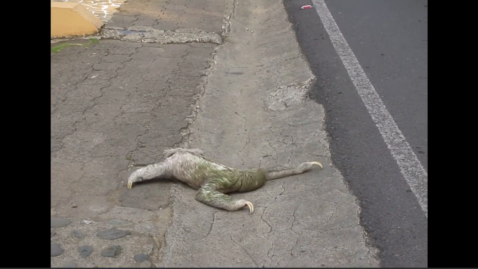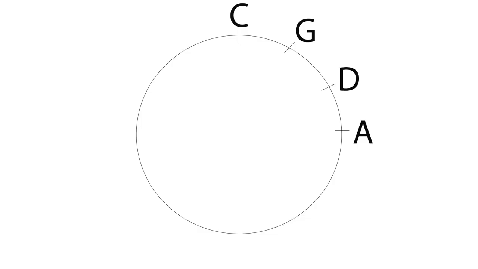Let's go back to the circle. After A, 7 semitones up, you will get an E. After E, another 7 semitones up, you will get a B. And another 7 semitones, you will get an F sharp. Please ensure the notes are correct and you're done with half of the circle.